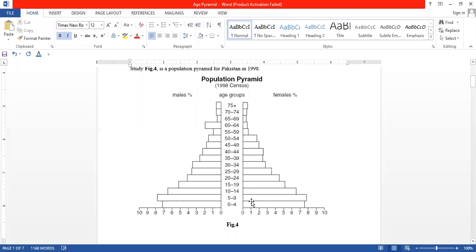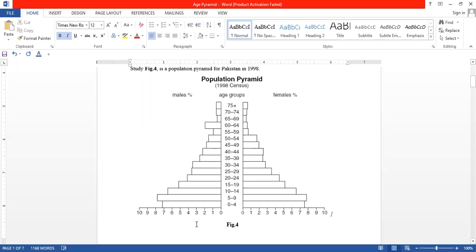According to this age pyramid, a high proportion of children means there is a high birth rate in Pakistan. Children we consider as 0 to 14. And 15 to 59 we say is the active population or working population. And 60 and above are elderly people or old people.